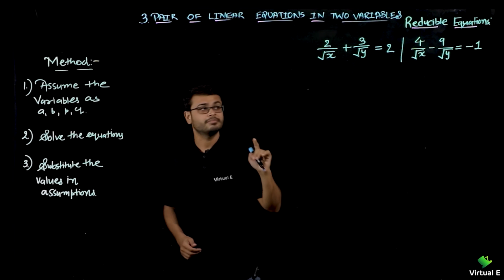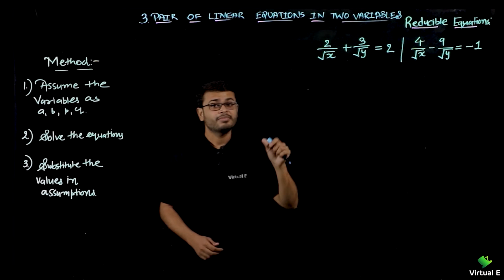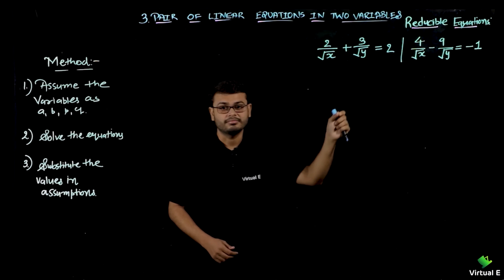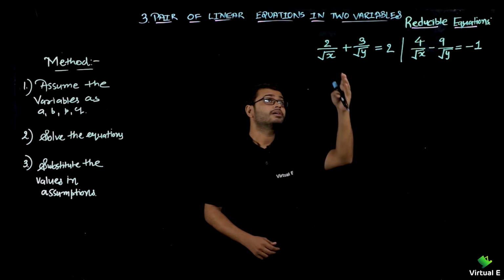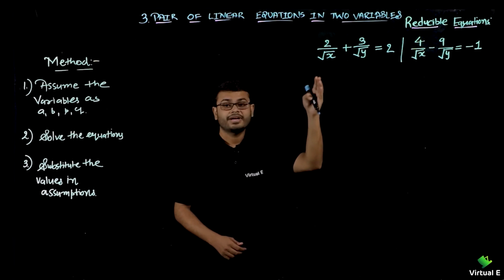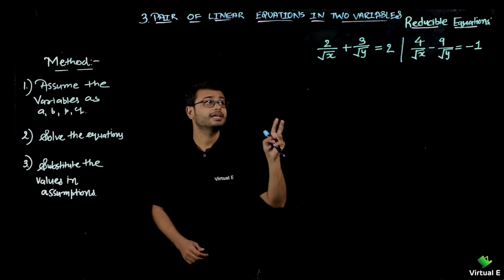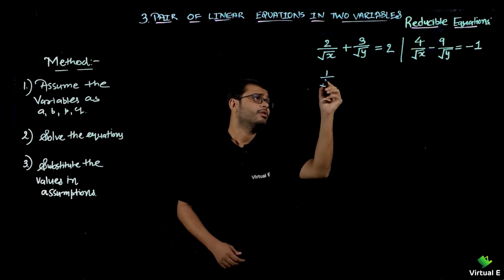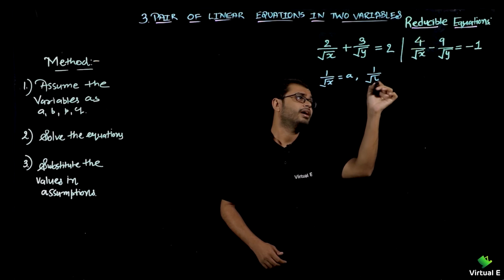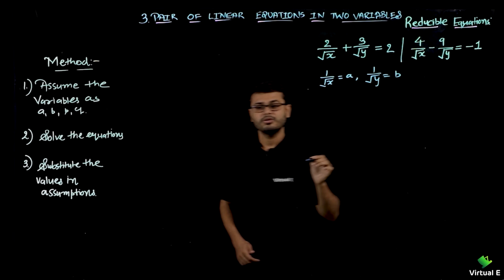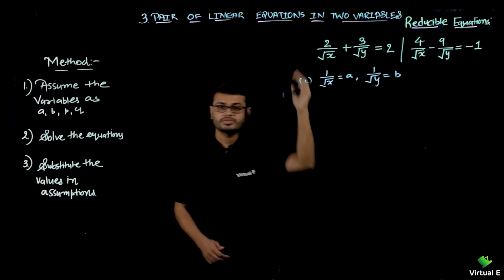I told you in the previous example that you need to identify one common pattern. In the previous example, we divided each and every term with x and y because there was not any identifiable pattern. You can see over here that 1 over square root of x and 1 over square root of y is common in both of them, right? So I can take 1 over square root of x is equal to a and 1 over square root of y is equal to b. So my first step is done, right? I am going to substitute these values over here.